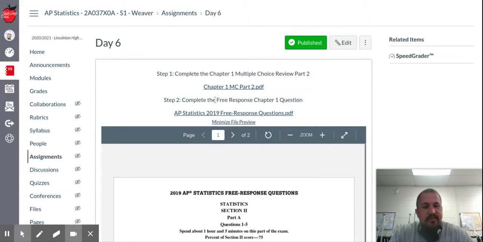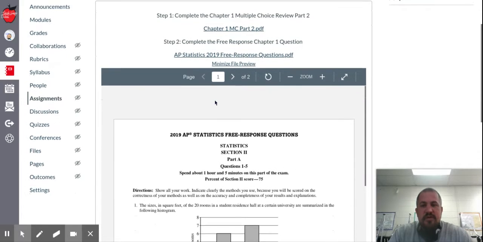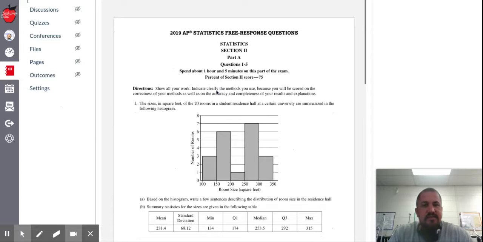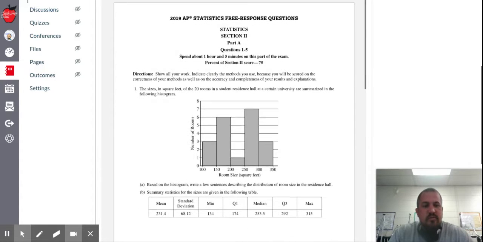And then the second part is to look at a free response question. So this free response question happens to come from the 2019 AP Statistics exam. And you'll see throughout the course that we'll go through some practice exam questions so that you'll be prepared when you take the exam at the end of the year.